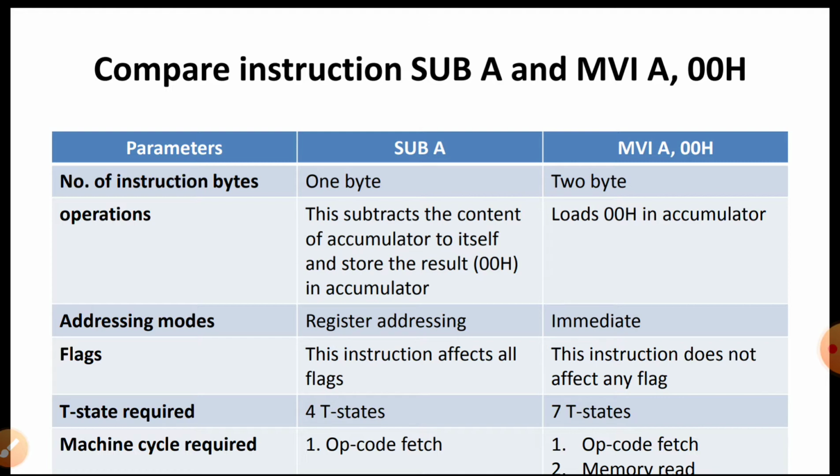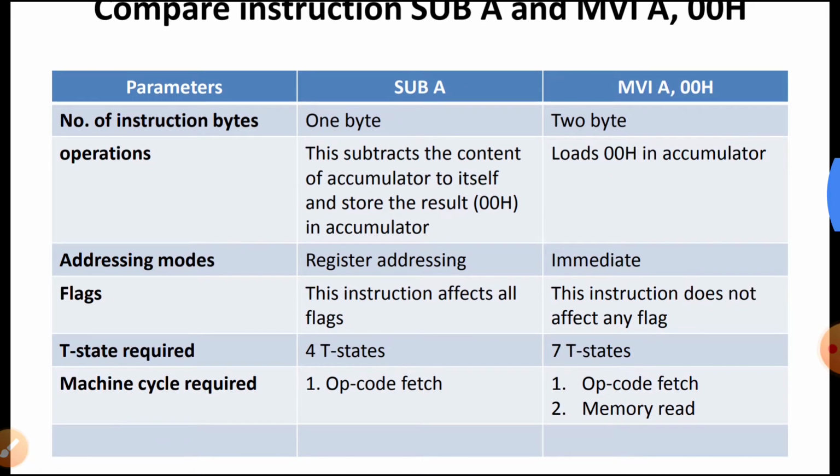So meaning thereby SUB A and MVI A,00 result in a similar kind of value, and after executing SUB A and MVI A,00, the result available in the accumulator will be 00. But we have to compare because the result is the same but the working is different. First of all, we have certain parameters based on which these two instructions are being compared. The first is the number of bytes. SUB A is a single byte instruction and MVI A,00 is a 2 byte instruction.